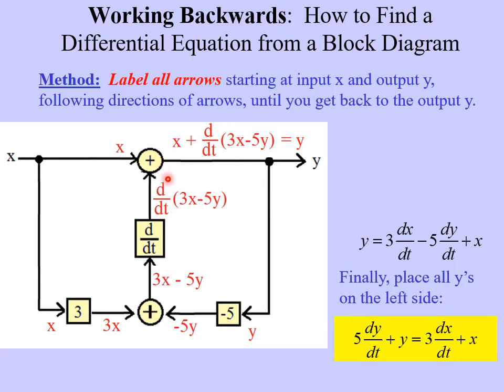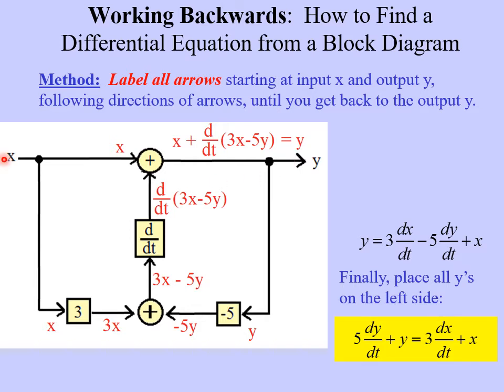So the way to figure out what the differential equation is for the system, it's actually not that difficult as long as you do it correctly. The trick is to label every arrow starting with x, and also you can start here at y. And label these arrows, follow the directions of the arrows until you get all the way back around to y. All right, so let's just go through this one to see how to do this.